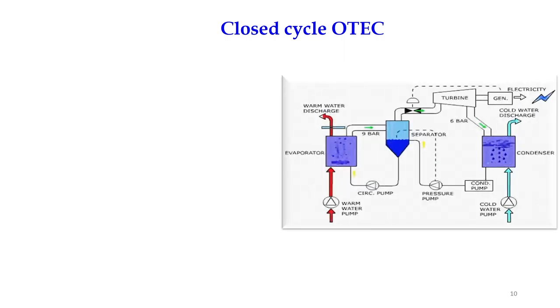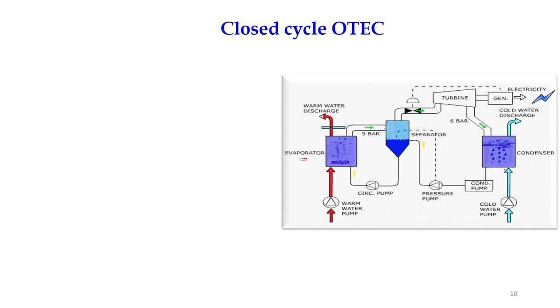Okay. Next, let us discuss the closed cycle ocean thermal energy conversion system. So, it looks something like this. Water is pumped from the surface and then we have an evaporator. Here a secondary fluid is used to exchange the heat from the evaporator to the working fluid, which may be ammonia or a low boiling fluid. Those substances have a low boiling point, and then vapor will be created, and that vapor will be expanded in the turbine, and then electricity will be generated by connecting a generator.